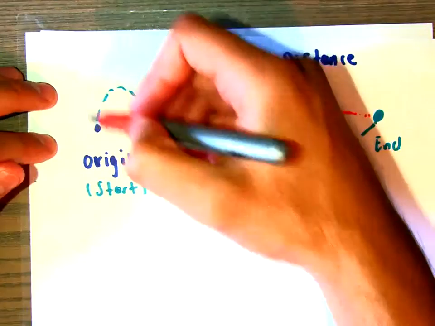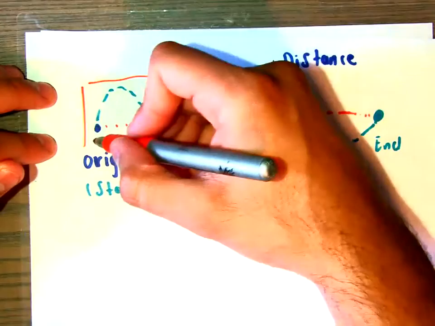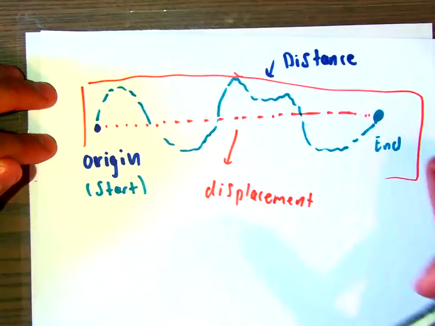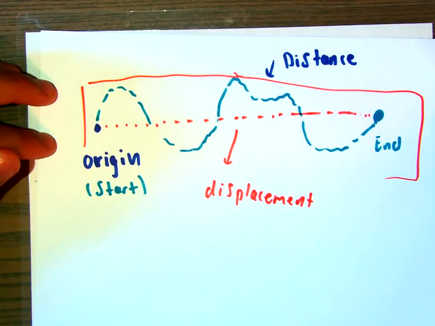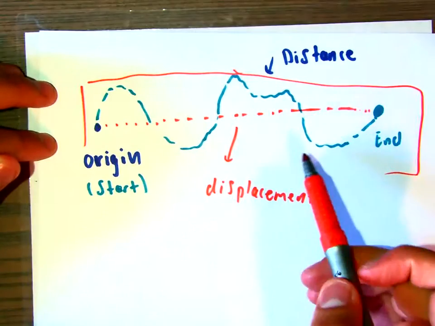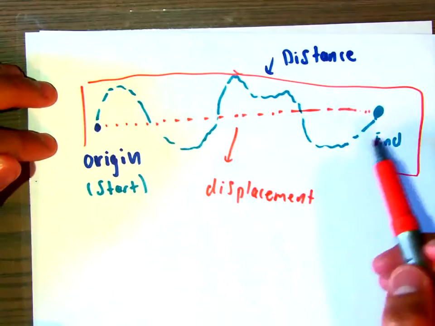If you think about this as a map, and you're looking at an overview, like a top view of it, distance is just the total, whereas displacement is just start to finish.